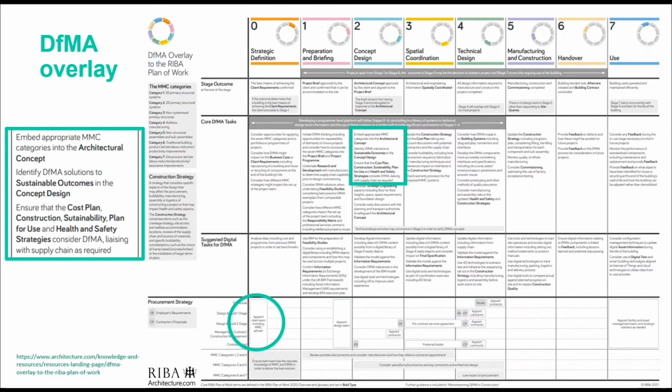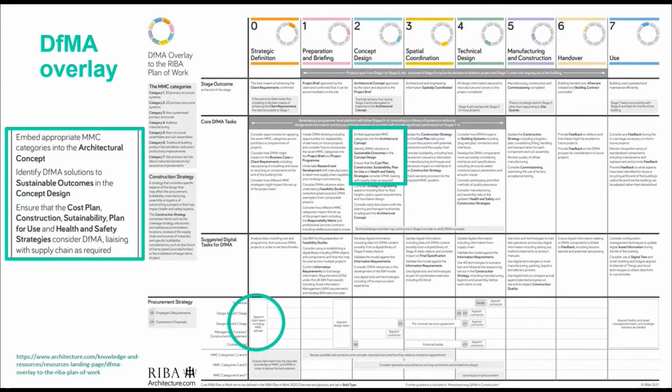You're hopefully familiar with this image, but I'm not expecting you to be able to read it, but hopefully you can recognise that it is the RIBA plan of work. Produced by a group of off-site industry experts and first published in 2016, the DfMA overlay to the RIBA plan of work is a project management guide when implementing modern methods of construction.